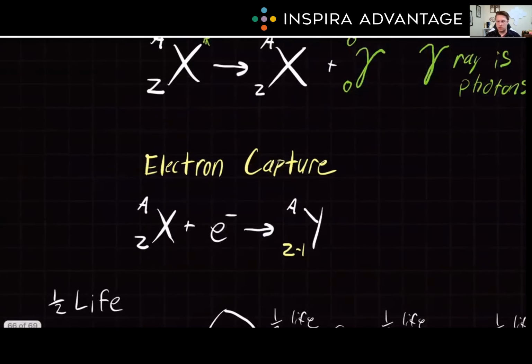And finally, we have electron capture, which is the process in which an electron from an atom's inner shell is absorbed into the nucleus, combining with a proton to form a neutron and neutrino. And this is going to result in the atomic number decreasing by 1.